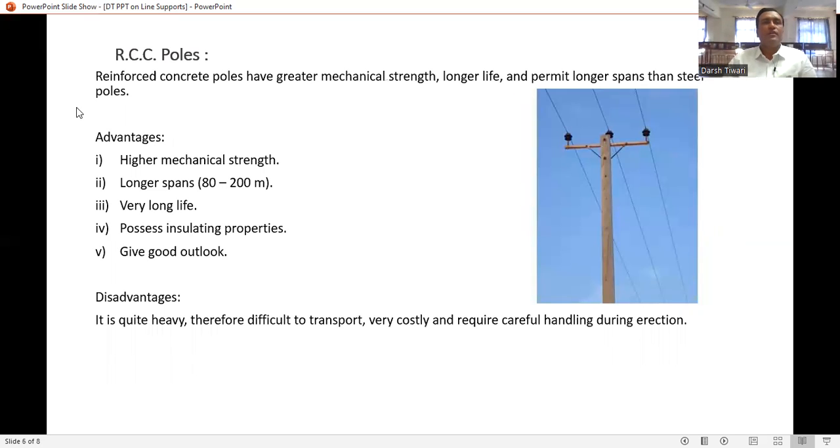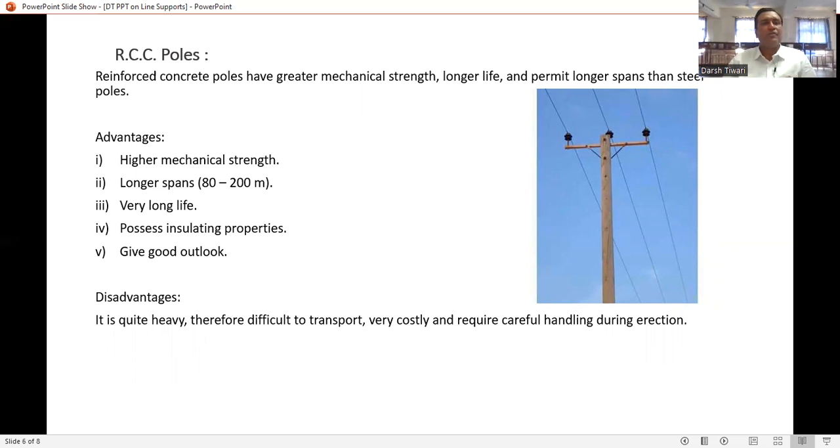Now RCC poles. Reinforced concrete poles have greater mechanical strength, longer life, and permit longer spans than steel poles. Now span is again increased here. Advantages are higher mechanical strength and longer spans. Now the span is increased from 80 meters to 200 meters. Previously it was 50 to 80, and in the case of wooden poles it is only limited to 50 meters.